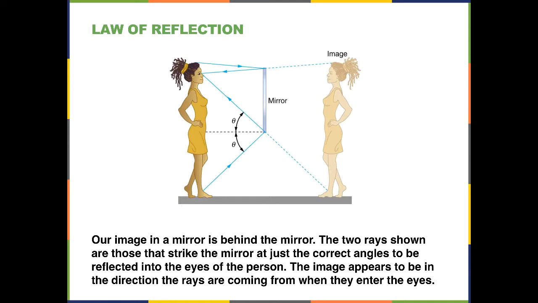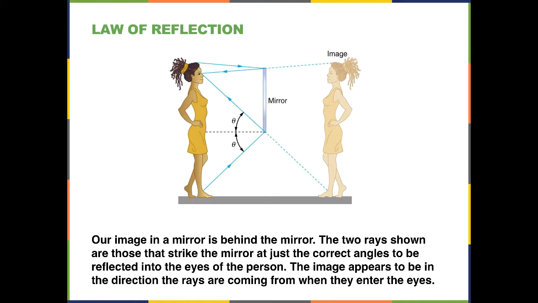Now, here's a problem that comes from this previous discussion. Here we have an image on a mirror, and the image is behind the mirror. The two rays shown are those that strike the mirror at just the correct angles to be reflected into the eyes of the person. The image appears to be in the direction the rays are coming from when they enter the eyes.